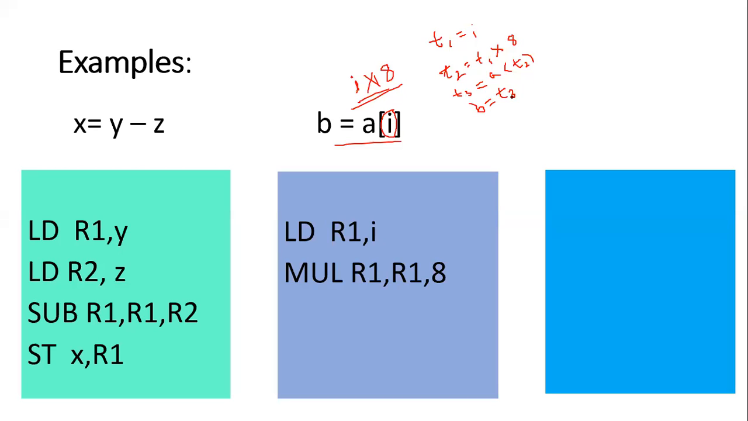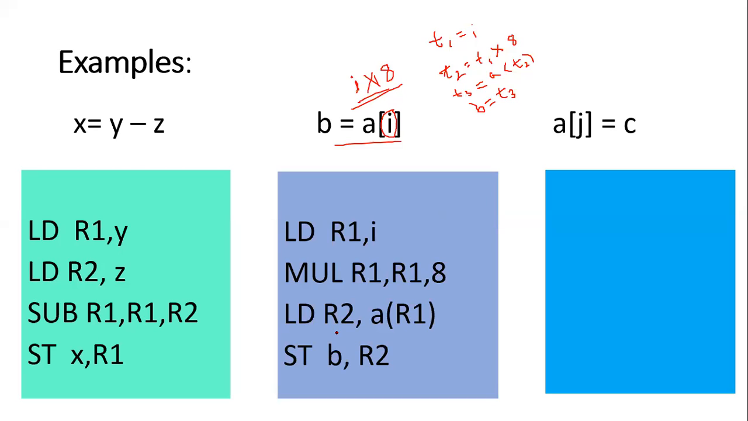So when you are generating the code, first you have to load I to R1. You multiply R1 with 8, and the result is A of R1, which is transferred to R2. Then you have to store R2 to B. Is it not? Once you understand this, it will be simple. So this is how to represent B is equal to A of I. We'll see the next example.